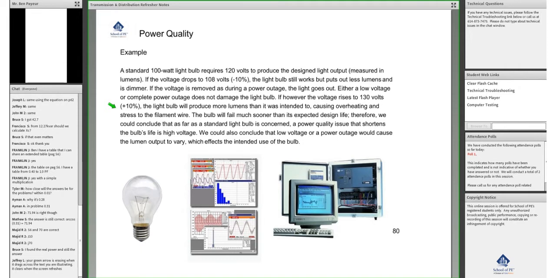We could conclude that low voltage or power outage would cause the lumen output to vary, which affects the intended use of the bulb. Again, the term power quality in different contexts means different things. For different devices, this minus 10% situation could be considered a power quality issue, but it's not a power quality issue for this light bulb.